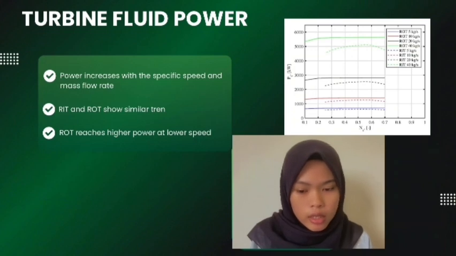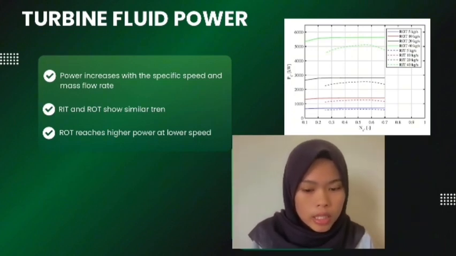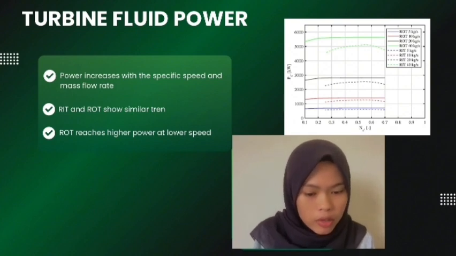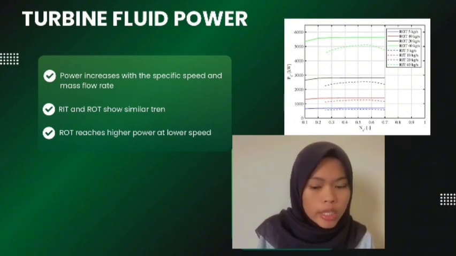Second graph is power output between specific speed. Power output increased with specific speed as well as mass flow rate. Radial outflow turbine blade can provide high power at low speed relative to radial inflow turbine blade, which is beneficial for the reduction of rotor dynamic issue.